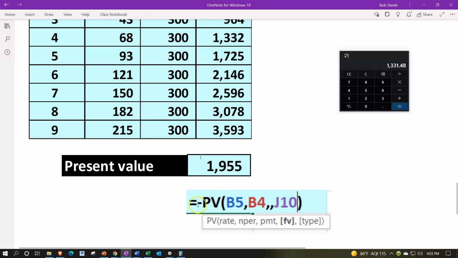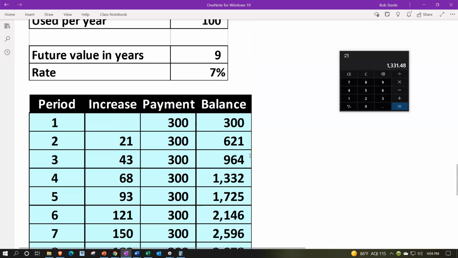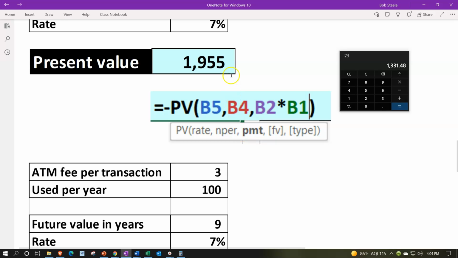which would be the present value of one calculation rather than present value of an annuity. The present value rate would be that 7%, comma, number of periods, 9 again, and then comma, we don't have a payment this time because we're not talking about an annuity, therefore 2 commas, getting us to that future value, which we're picking up, that 3,593, bringing that all the way back 9 years to the present, which would give us that 1,955, matching our present value calculation up here.